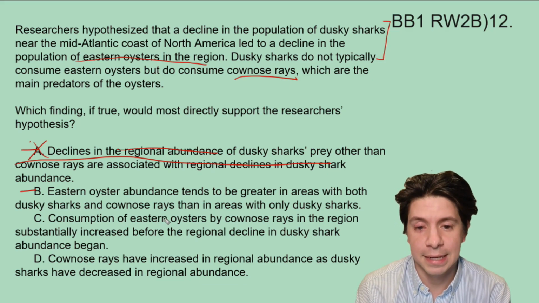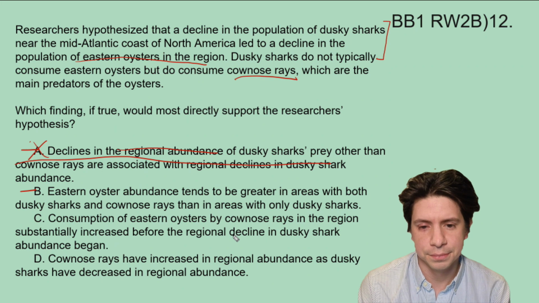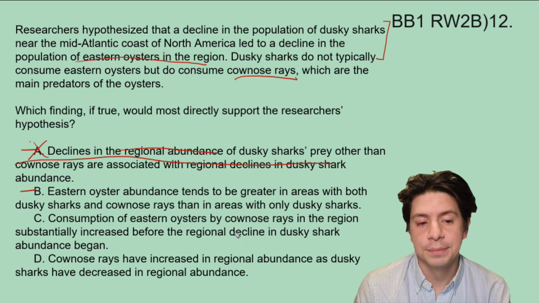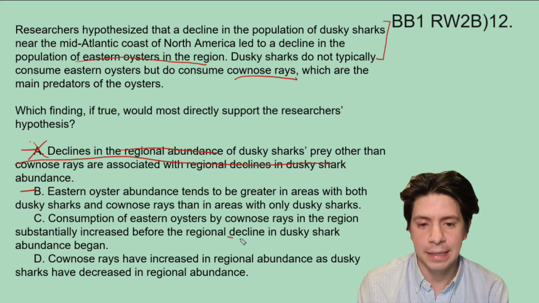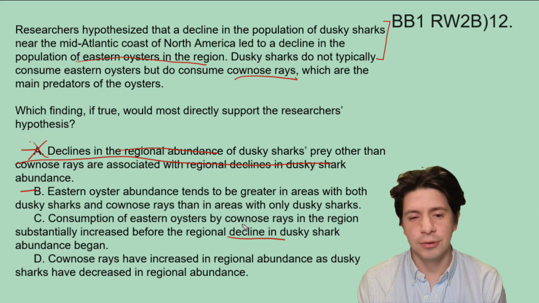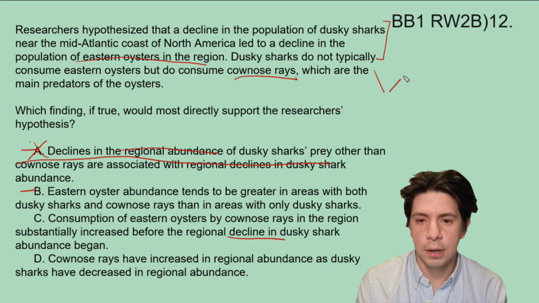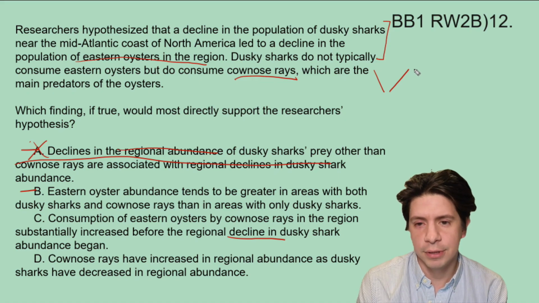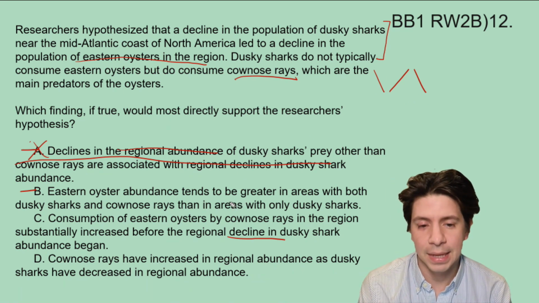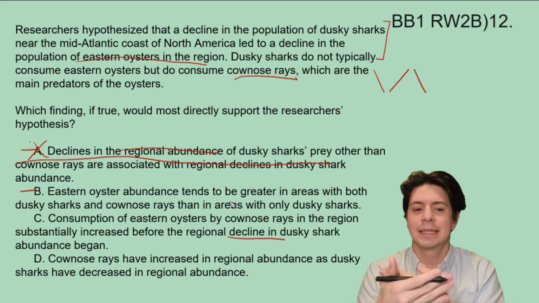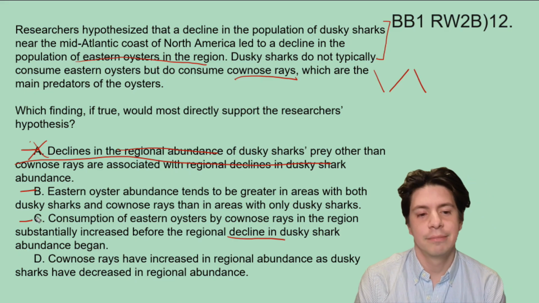C: Consumption of eastern oysters by cownose rays in the region substantially increased before the regional decline in dusky shark abundance began. Okay, interesting. So before the dusky sharks went down, cownose rays began eating a lot more of the oysters. Who knows why that would happen, but that still doesn't tie in with the hypothesis. They're saying fewer dusky sharks leads to more cownose rays, which leads to fewer oysters. But here they're saying that it increased before the decline. So that would show a disconnect between the number of dusky sharks and the number of eastern oysters being eaten. So I'd say C again is a minus. Let's look at D.